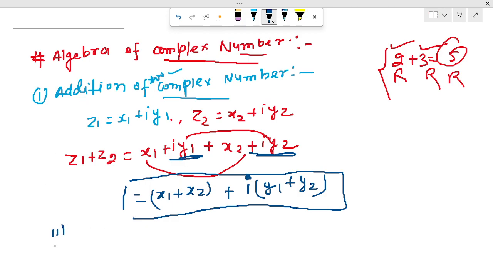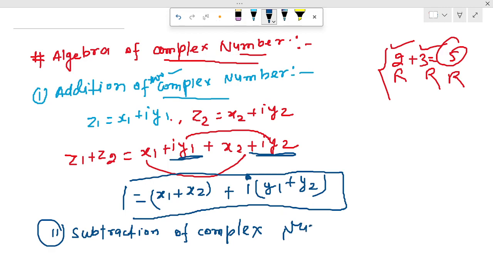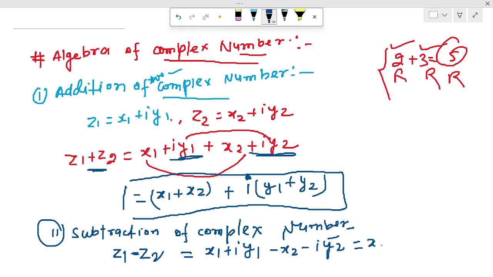Similarly, we come to subtraction of complex numbers. Basically, it is very easy. Z1 minus z2 is equal to x1 plus iota y1 minus x2, and minus, because minus times plus is minus, minus iota y2. So it is x1 minus x2 plus iota times y1 minus y2.